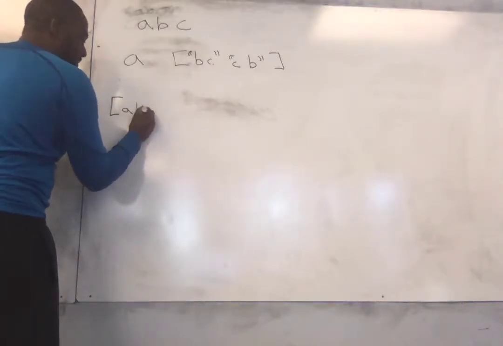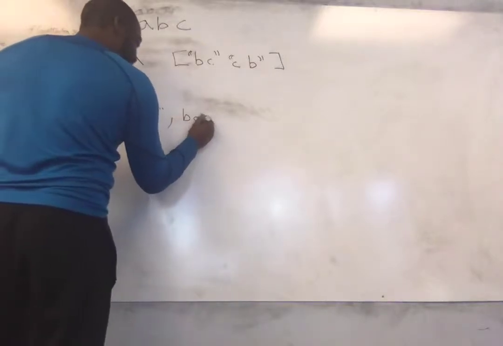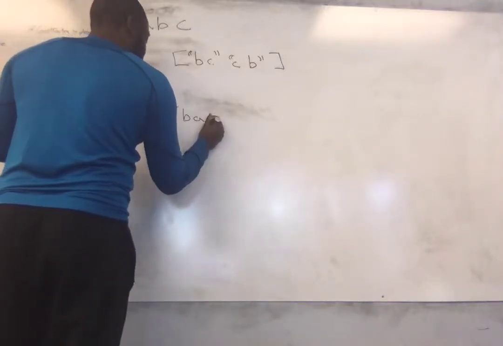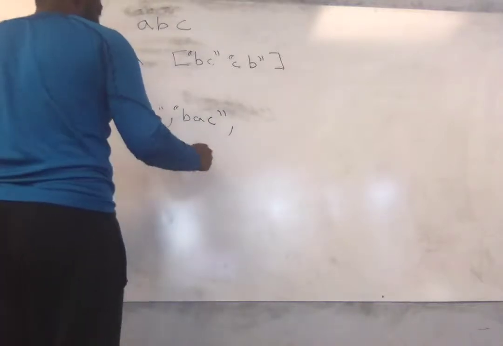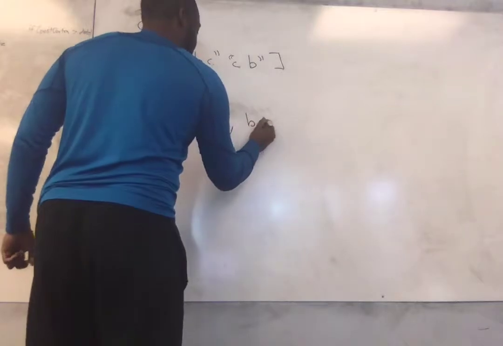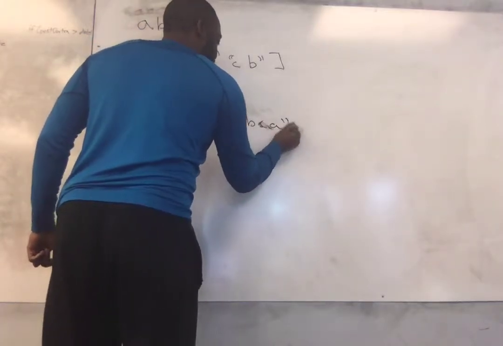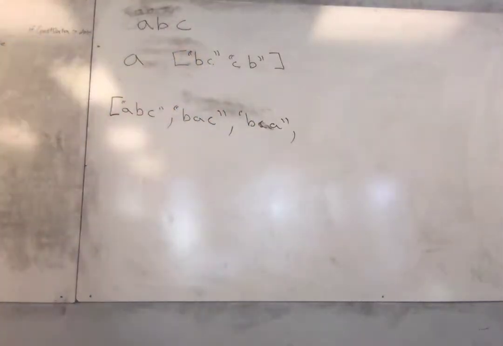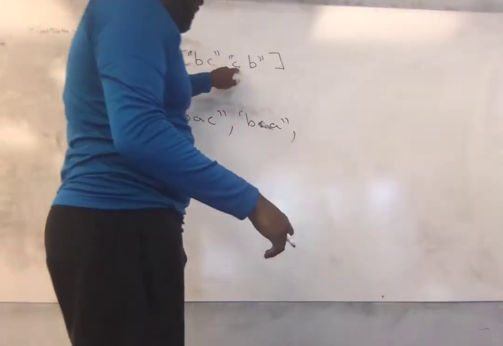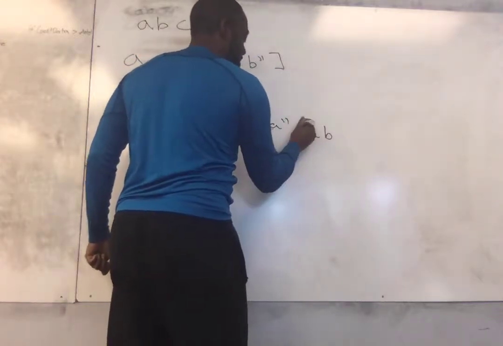So we're going to say we have A, B, C. We can make B, A, C, then B, C, and A. So that gives us all of our combinations for our first one. But now we're going to do it off of this one as well. So we'll do, this one will be A, C, B.